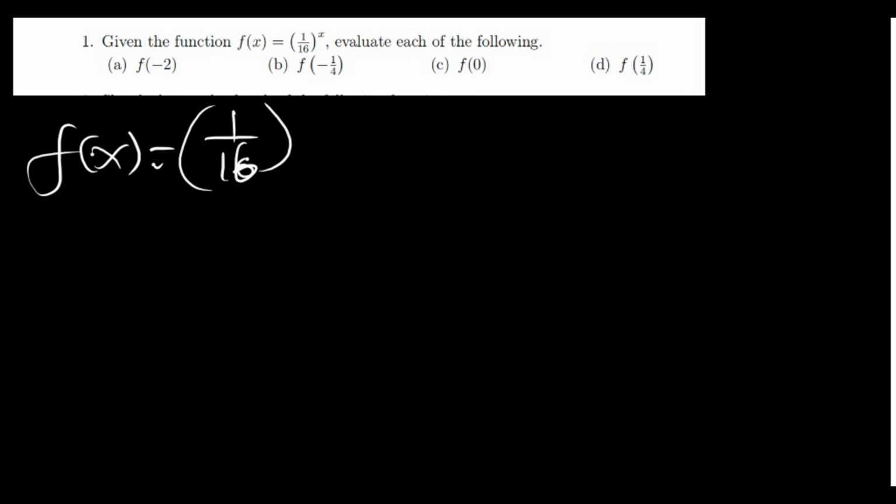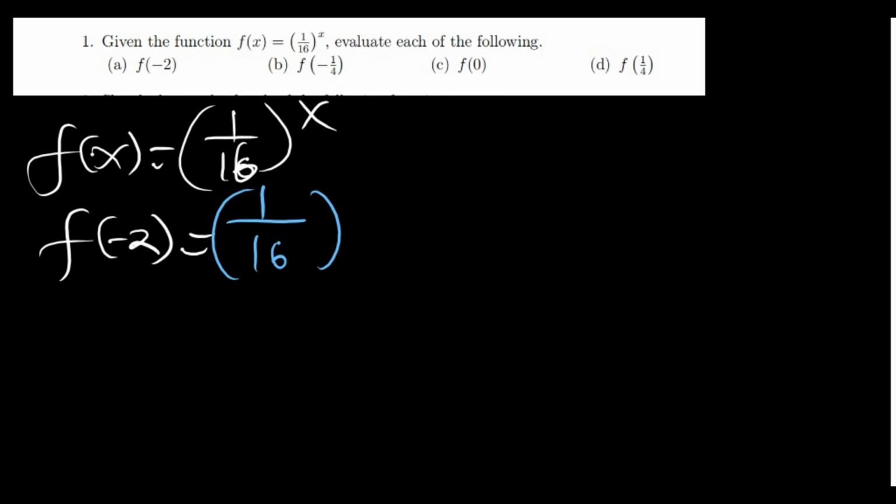So what it means here is that where there is x in the function f of x, we have to put negative 2, and then we need to find the value of that. So our function is f of x equal to 1 over 16, everything raised to the power x. So where there is x, we need to find f of negative 2. So this is going to be 1 over 16 raised to the power x, now negative 2.